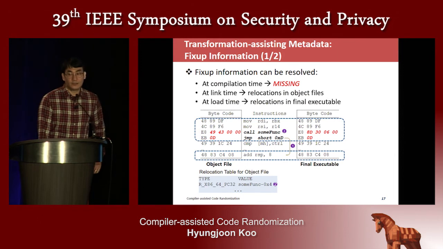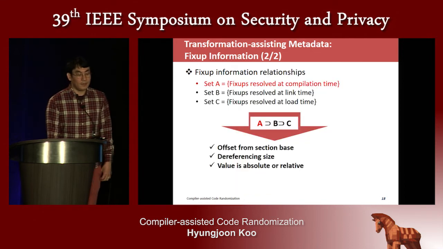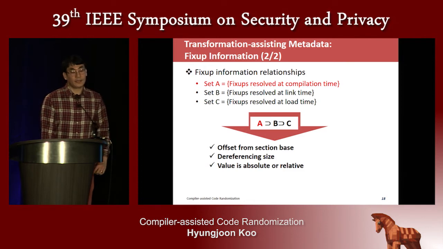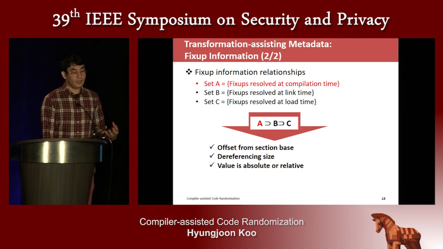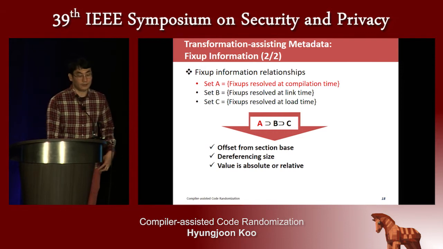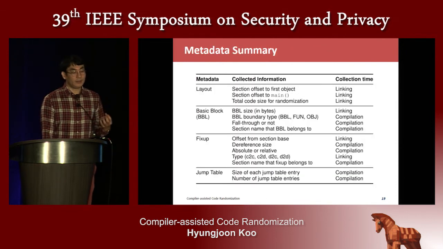So there are 3 different kinds of fix-ups we have. They could be resolved at compilation time, link time, and load time. But if you see the fix-ups at either link time or load time, you might find the relocations in the relocation table, but most of the fix-ups that were resolved at compilation time were missing. So I defined these 3 different categories as 3 different sets, A, B, and C. Then set A would be the superset that includes the entire fix-up. So we are collecting this information, including offset from section base, dereferencing size, and the value that is either absolute or relative. So here is the table that summarizes the metadata.